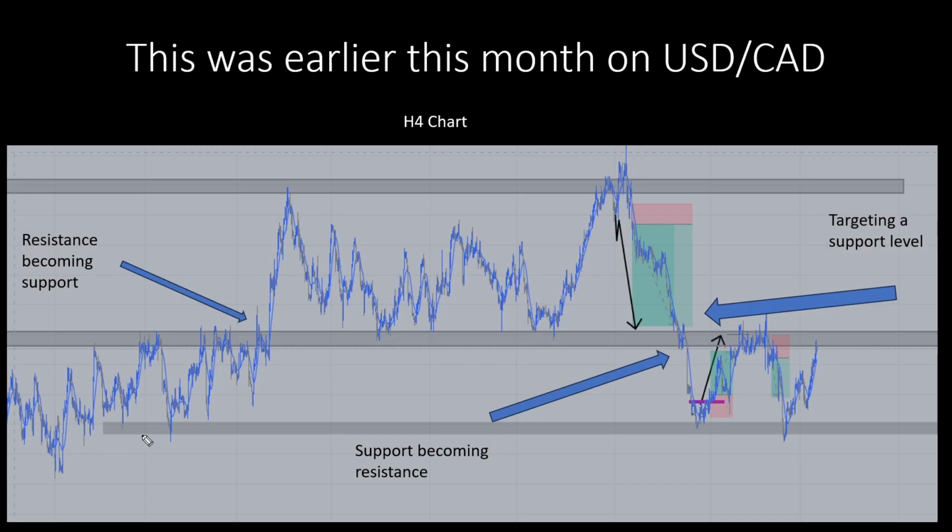So just like before, we have support, support. Now we have resistance becoming support. So price didn't want to go above this level. It eventually does. And guess what? It comes back and then it doesn't want to go lower. So this resistance has now turned into support.